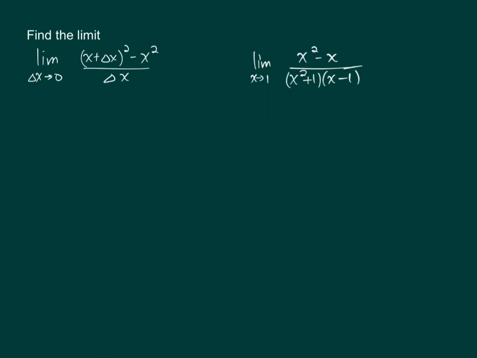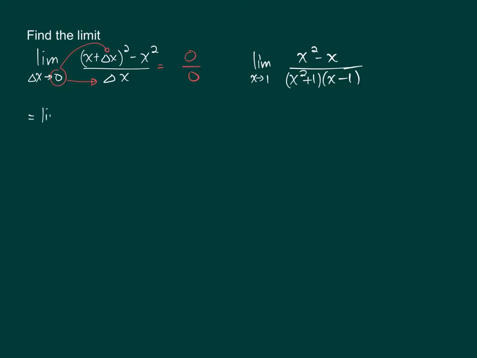Find the limit. For this first example here on the left, we have the limit as delta x approaches 0 of (x plus delta x) squared minus x squared all over delta x. And again, if you try to substitute this 0 in for delta x, you end up getting a 0 over 0. Again, indeterminate form, that means we might be able to manipulate this expression so that we can cancel something out somewhere to be able to substitute 0 in for delta x. Let's see if we can do that.